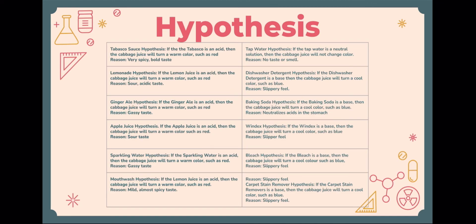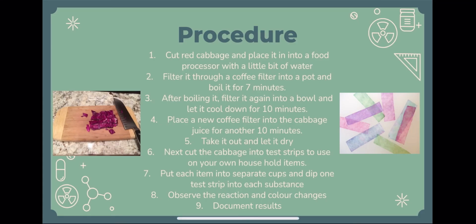The procedure of this experiment. The first step is to cut red cabbage and place it into a food processor with a little bit of water. Secondly, we're going to filter it using a coffee filter into a pot and boil it for roughly 7 minutes. After boiling it, we're going to filter it again into a bowl and let it cool down for 10 minutes. We're going to place a new coffee filter into the cabbage juice for another 10 minutes. Then we're going to take it out and let it dry.